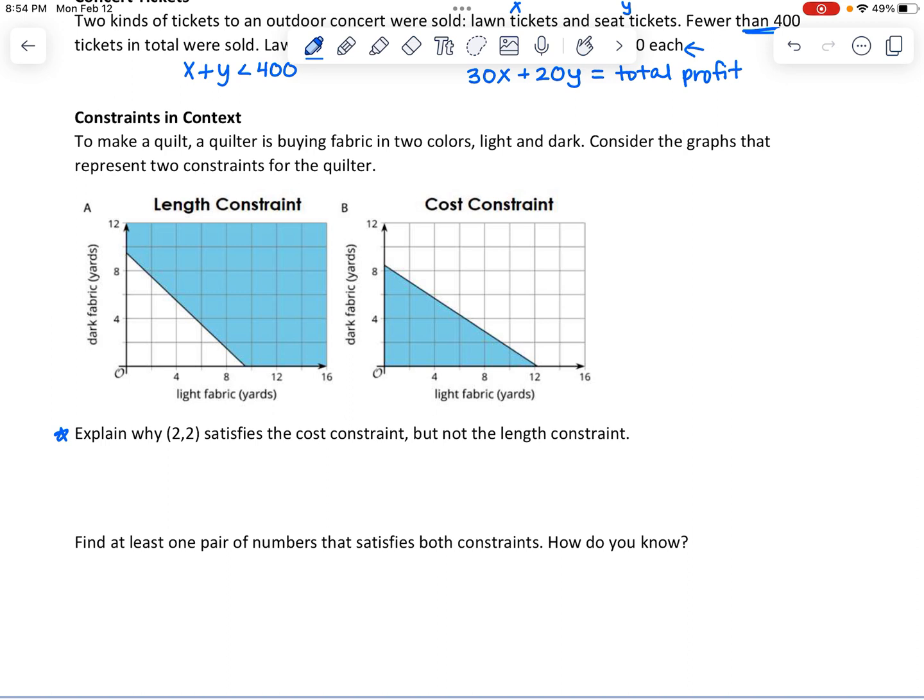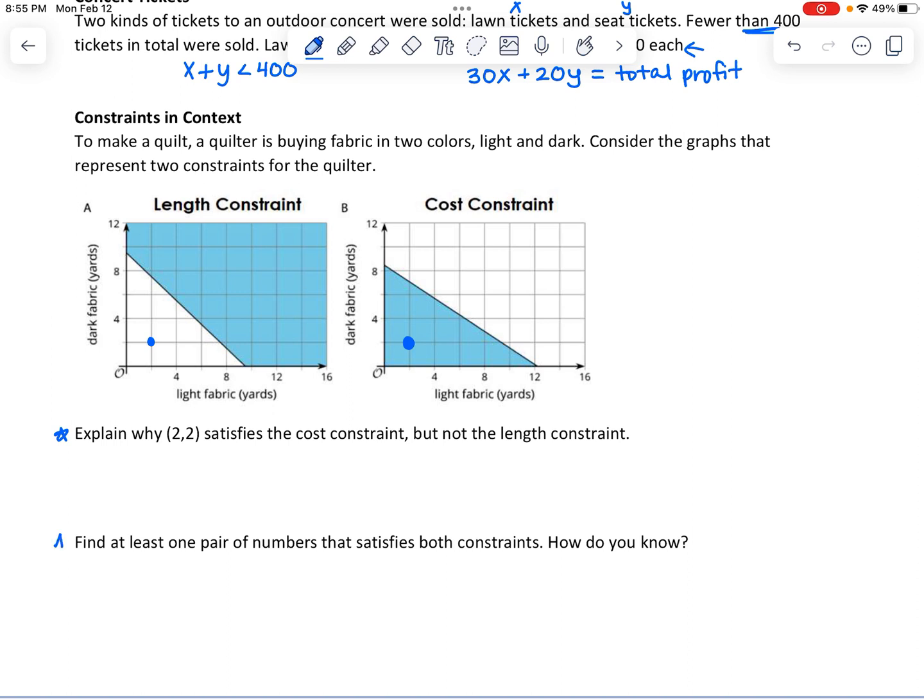Well, the ordered pair, if I look on the graph, would be right here on the first graph, and be in that same location on the second. If you notice in the first graph, this point is not in the shaded region. And as we saw when we were doing our inequalities before, the solutions were only in the shaded region. So it does not satisfy graph A here. It does not satisfy the length constraint, but for the cost constraint it is within that shaded region. So it does satisfy the cost constraint.